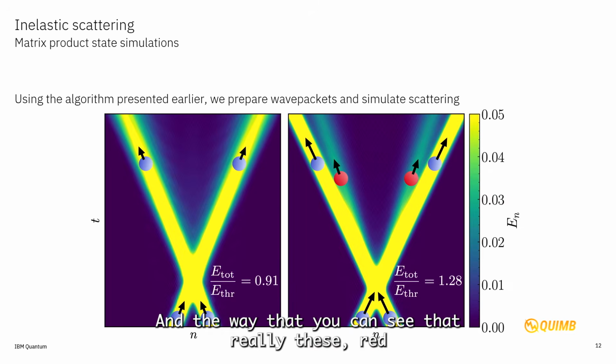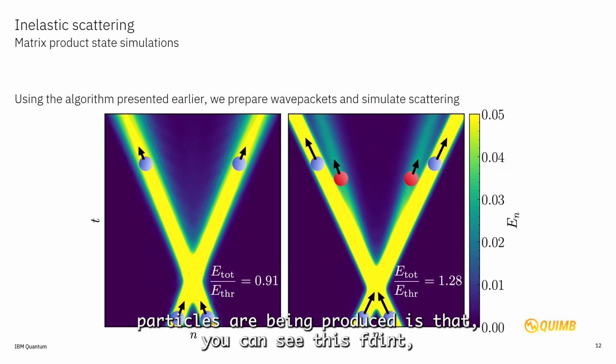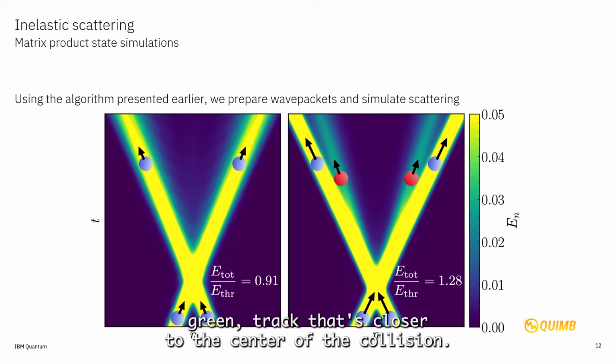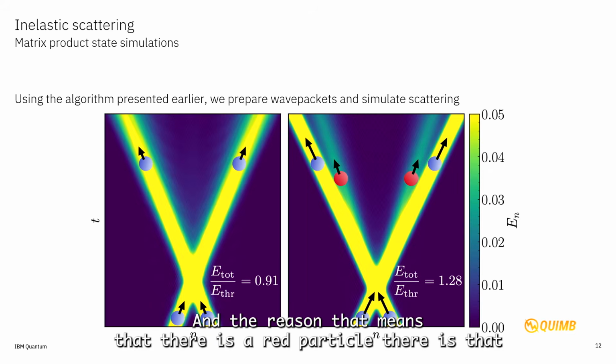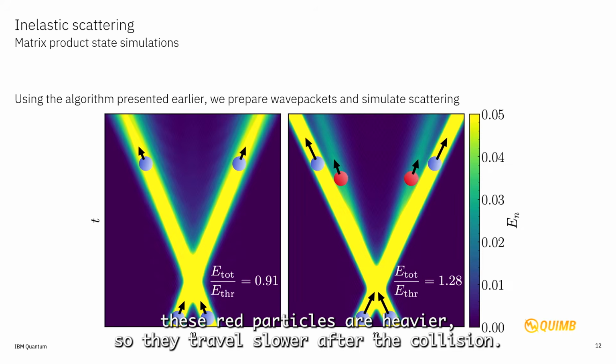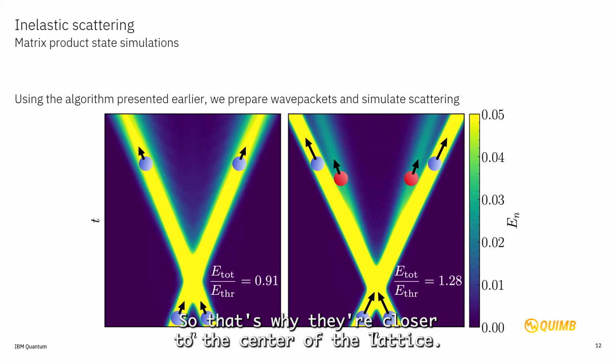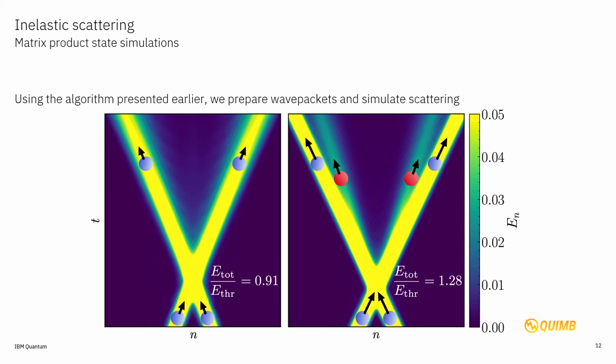And the way that you can see that really these red particles are being produced is that you can see this faint green track that's closer to the center of the collision. And the reason that means that there is a red particle there is that these red particles are heavier, so they travel slower after the collision. So that's why they're closer to the center of the lattice.